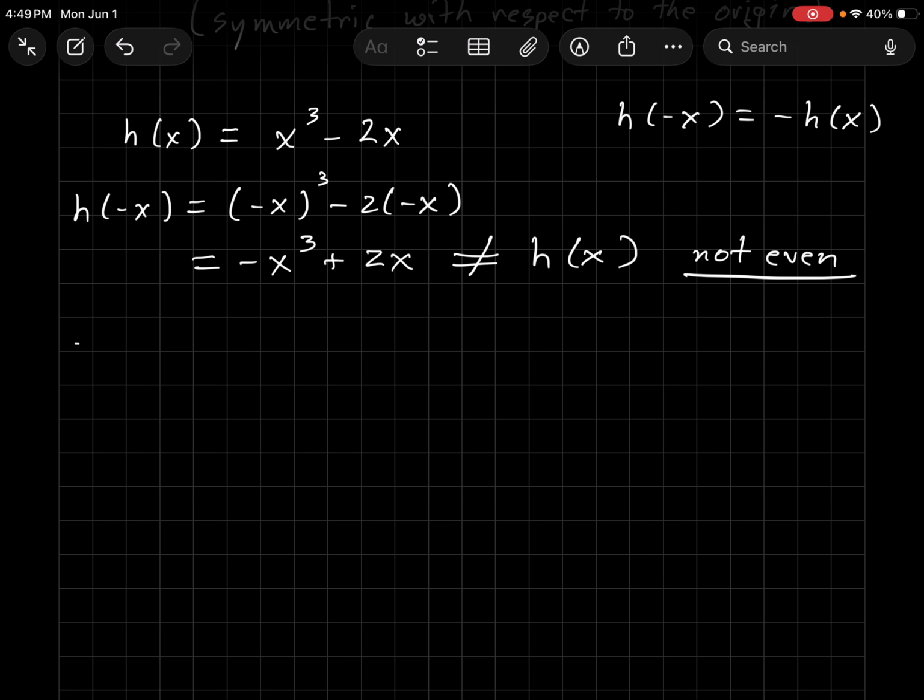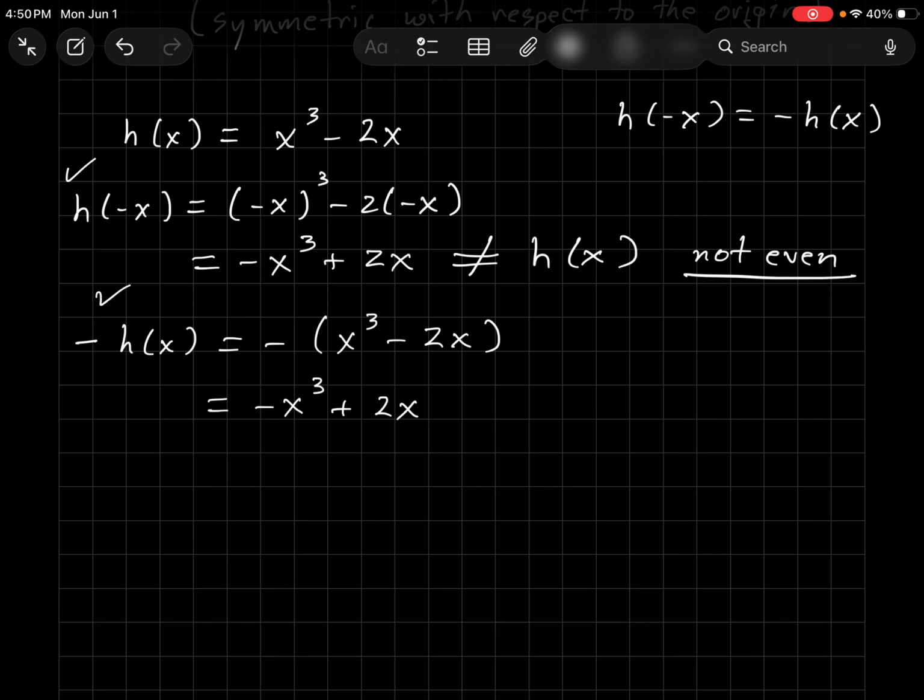But I could also find the negative of h of x, which means I'll do negative. And now I'm going to substitute in h of x. And anytime we substitute in anything, we should substitute inside parentheses, which I will do there. And now I will distribute the negative sign, giving us negative x cubed plus 2x. Notice that h of negative x equals the negative of h of x. So this has odd symmetry.